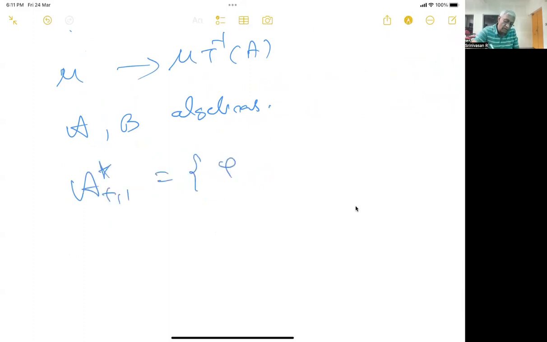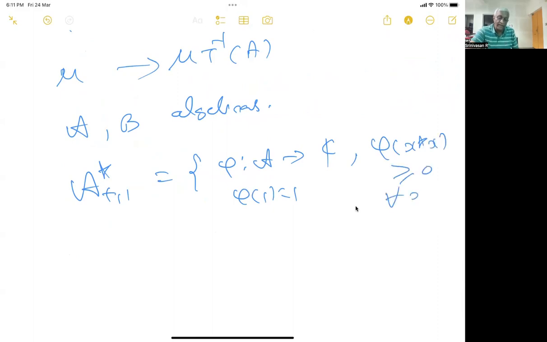all those phi from A to C, bounded linear functionals. Actually, phi of 1 equal to 1 and being a positive linear functional, that is phi of x star x is greater than or equal to 0 for all x in A. X star x are all the positive elements. Every positive element should map to something greater than or equal to 0. So this will automatically make it continuous, and its norm will be equal to 1 also.